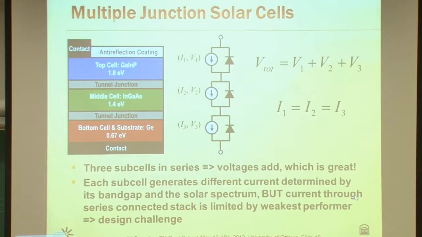And what that means is that although these are absorbing a different portion of the spectrum, they may not ultimately produce the same amount of current. So you're going to be limited by whichever is the weakest of the three subcells. So there's some very wonderful design challenges in that. Cell manufacturers play with that.